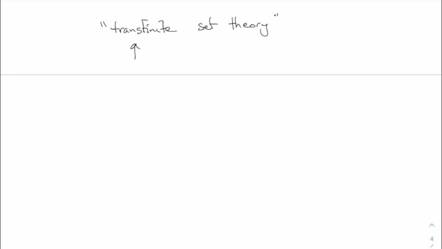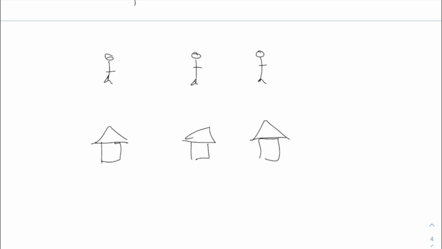For example, I'm going to draw for you some people. I got 3 people and 3 houses. All right. And I ask you, even your friends at dinner can answer this question: are there the same number of people and houses? The answer is yes. How do you know that?